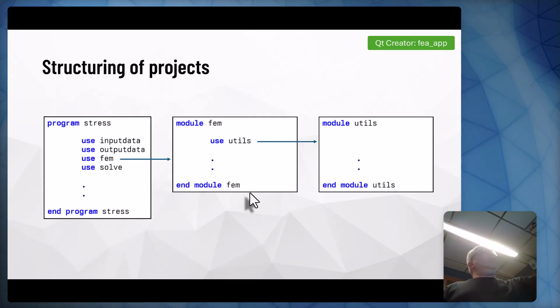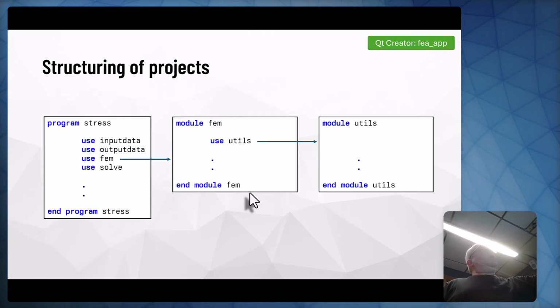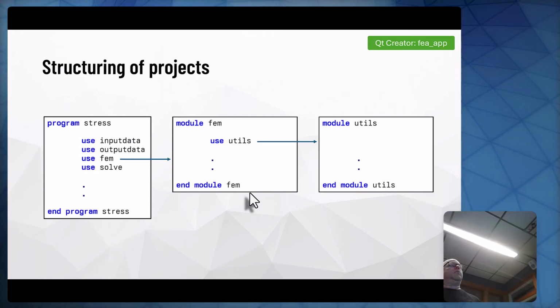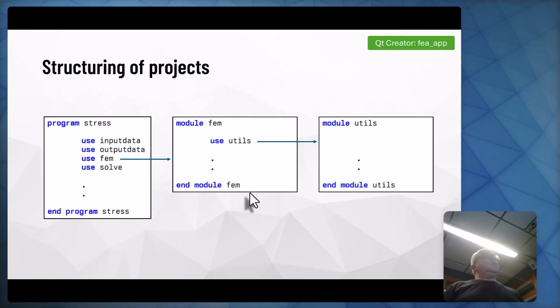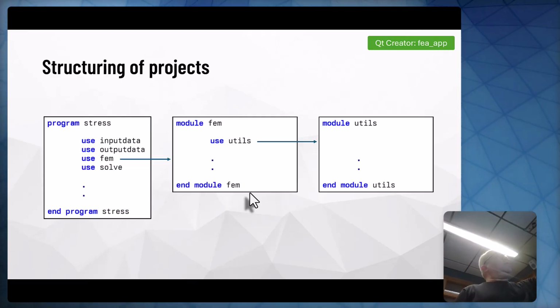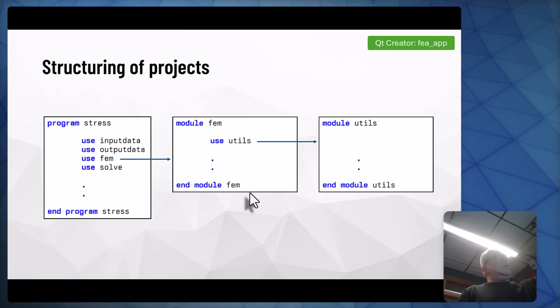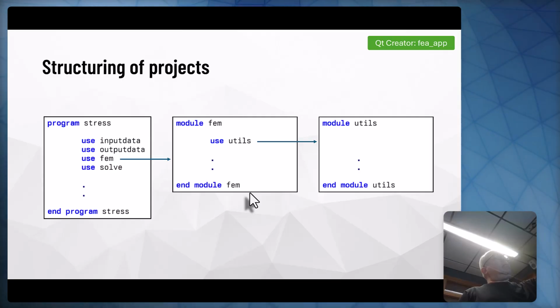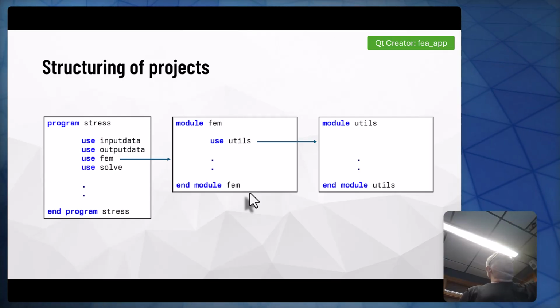And then you can see here in module 5, I have use utils. So I don't use utils in the program, so the program will not see the functions in utils, but the finite element module will see all the functions in utils. And also, if you use utils here, it's only module 5 that will get access to the subroutines in utils.